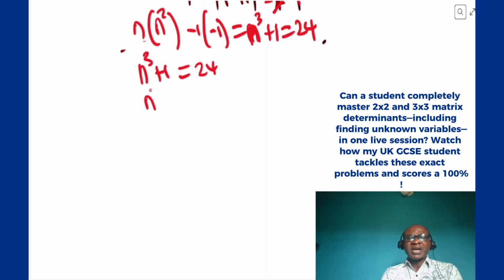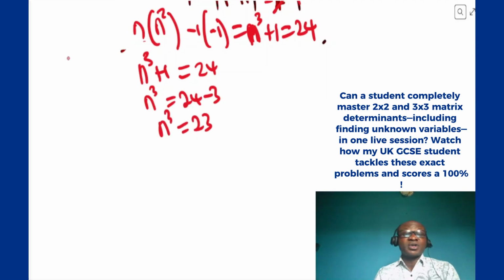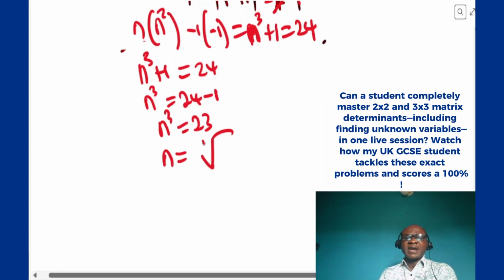Quickly, I can write n cubed is equal to 24 minus 1, minus 1, sorry. So now, if this is n cubed, we don't have a direct cube root of 23, isn't it? Yeah. If we want to find the cube root of 23, it cannot simplify further.